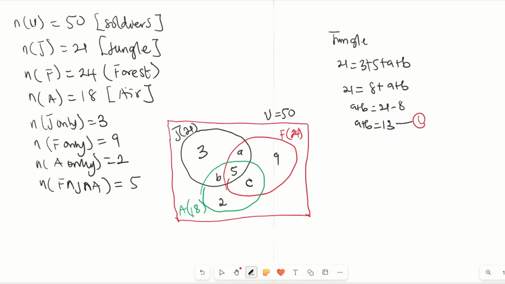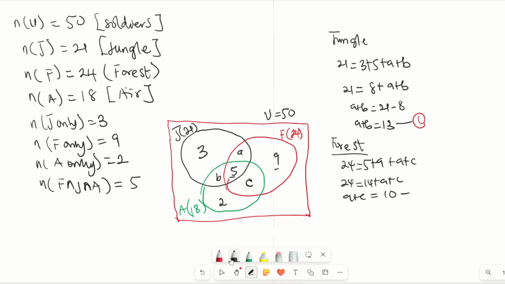And then let's consider the other circle, which is forest. So when we consider forest, we realize that we have 24 to be equal to 5 plus 9. So we have this 5, we have this 9, plus A plus C, right? So we have 24 to be equal to 14 plus A plus C. So A plus C should be equal to 10, right? That gives us equation 2, because 24 minus 14 gives us 10, right?